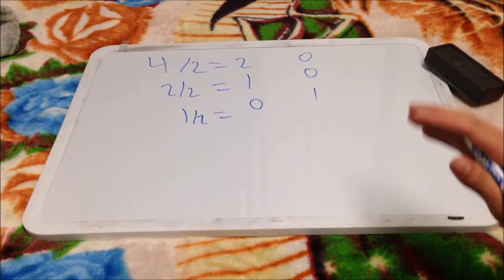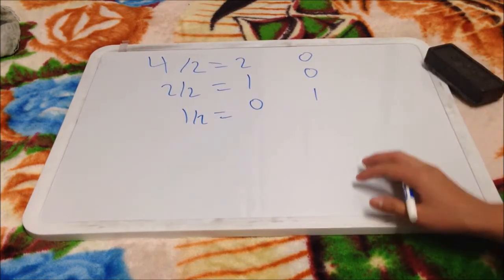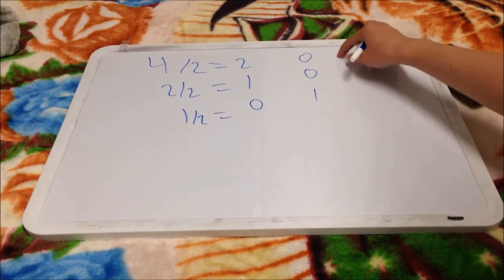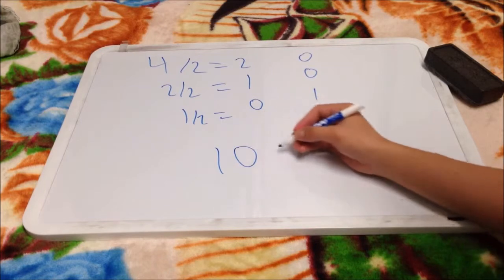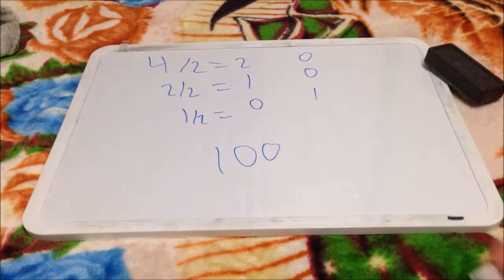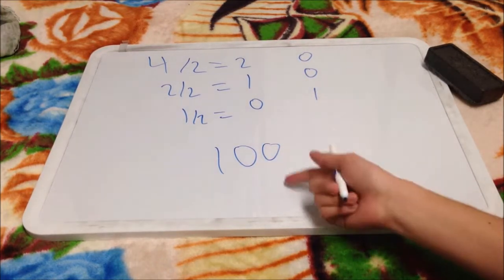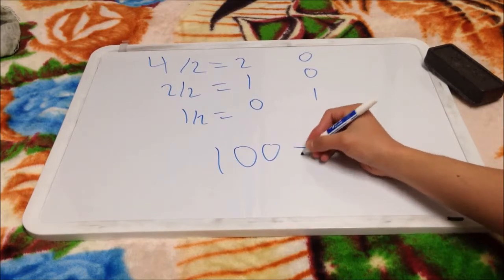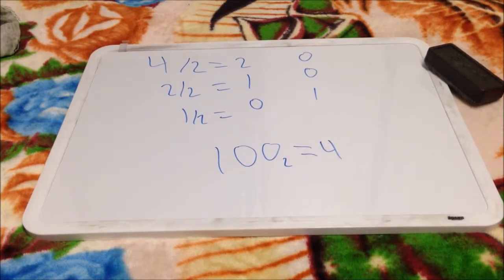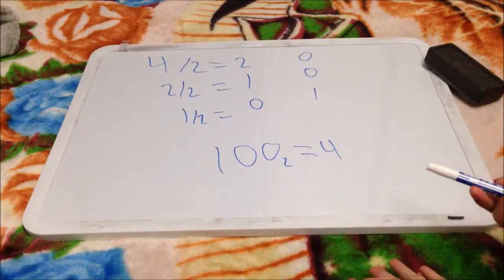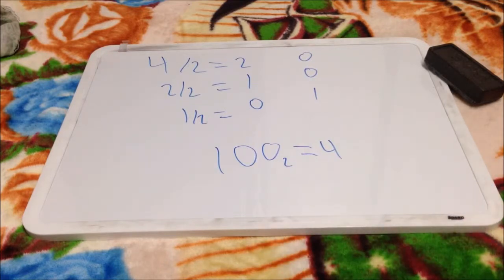Now, here's the next important step. What we want to do is take the remainders in reversed order and write them out like this: 1, 0, 0. And this is equivalent to 4 in binary. Now, some of you might be wondering how does this even look like 4? Well, I'll show you how.